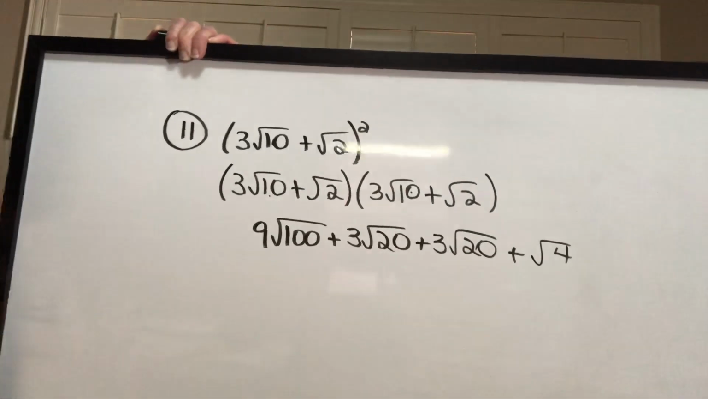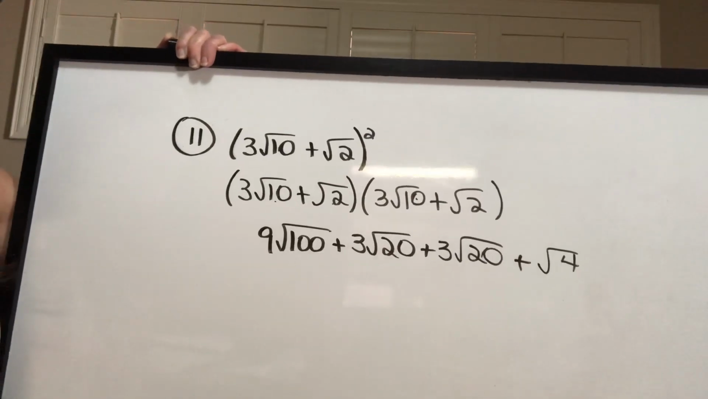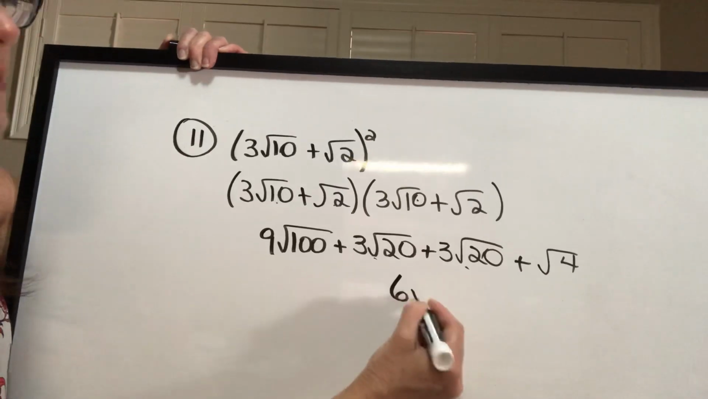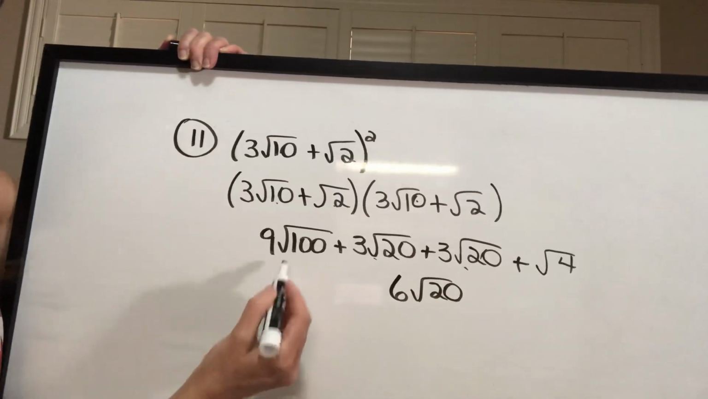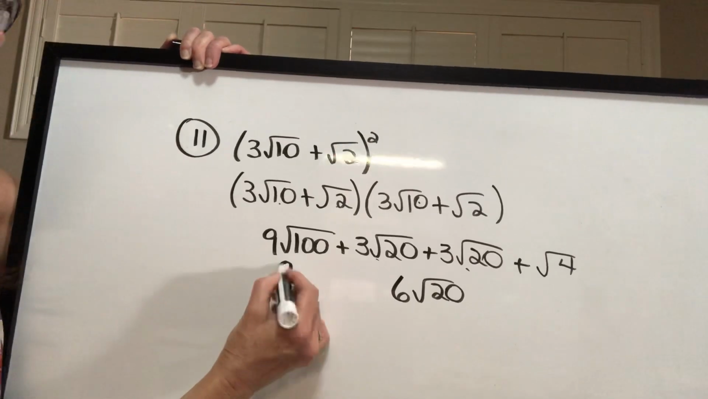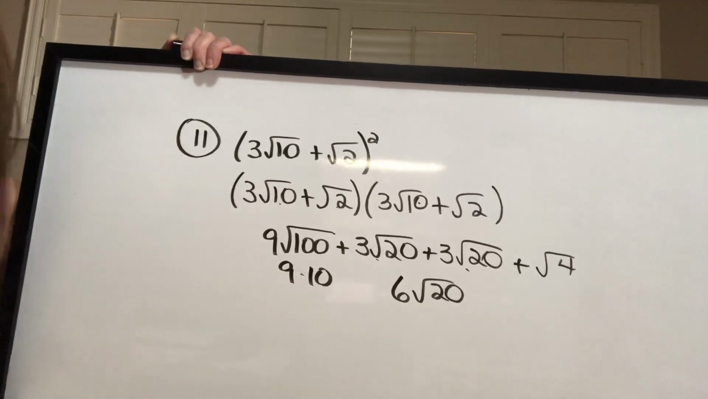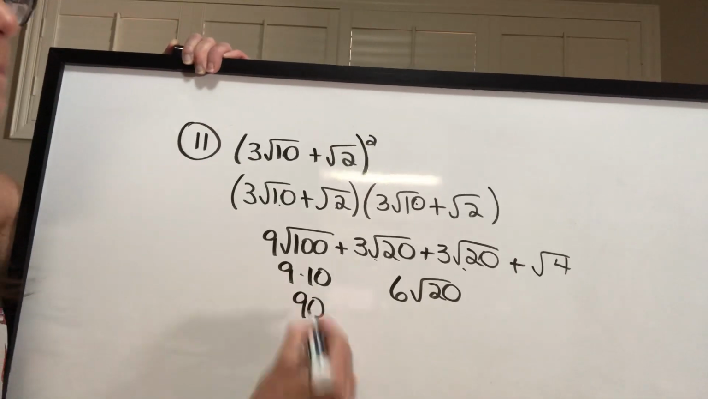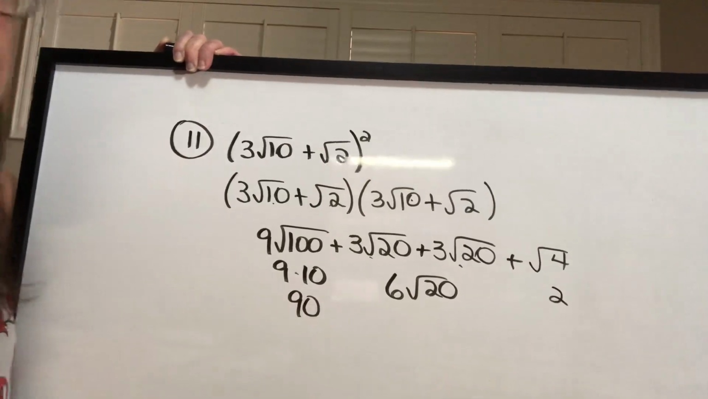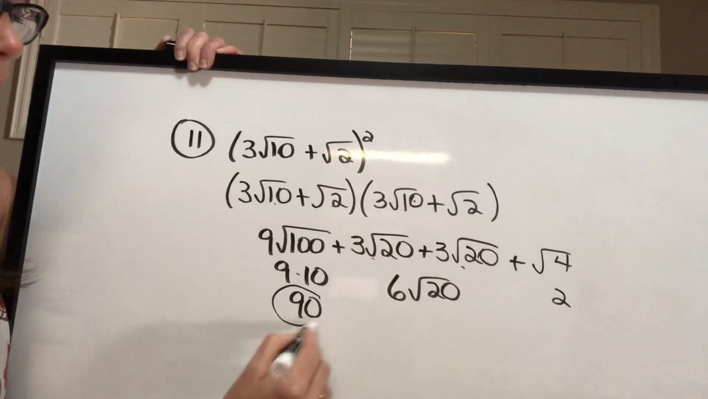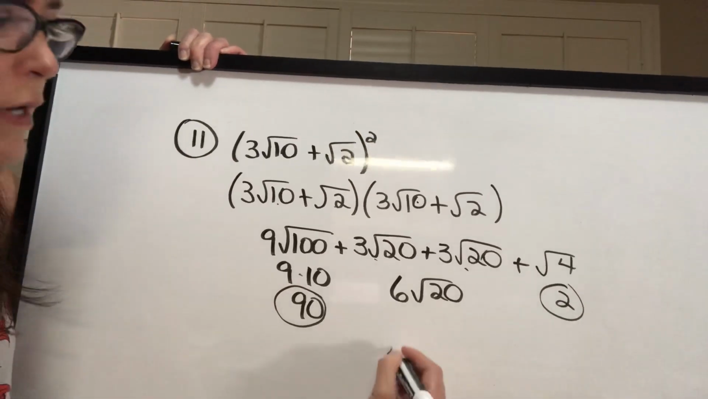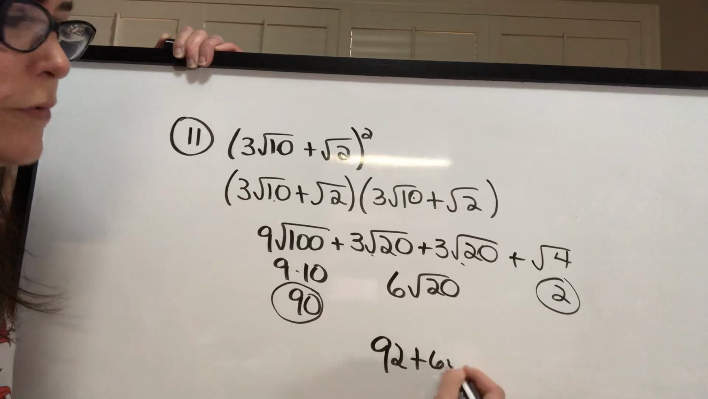So we'll have to do several more things before we'll have our answer. So one thing is we could add 3 square root of 20 and 3 square root of 20. That would be 6 square root of 20. At the very beginning, you've got the square root of 100, so that would be 10. So this is really 9 times 10, which would be 90. And then you also have at the end the square root of 4, which is 2. So you've got the 90 at the beginning and the 2 at the end. Together that would make 92. So you've got 92 plus 6 square root of 20.